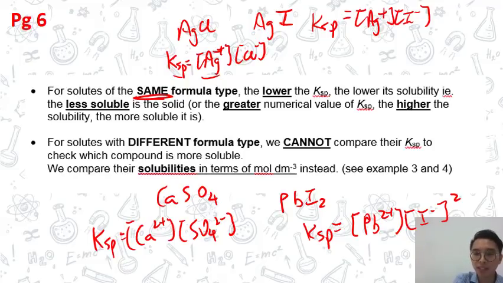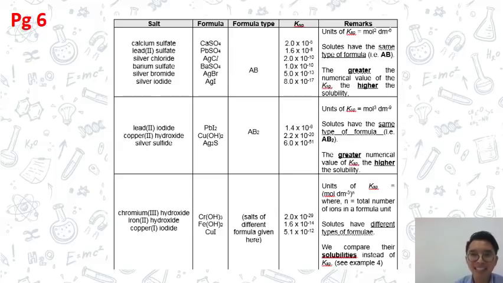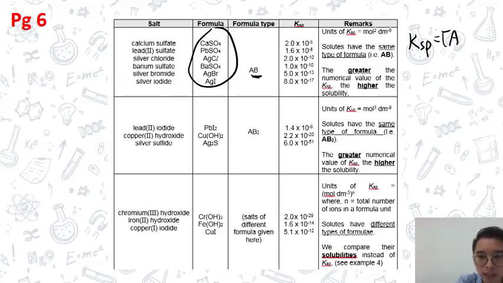What do I mean by same formula type? CaSO4 and AgCl, you can also compare directly using KSP because the formula type is the same. You can look back on page 6 as well. All of this here is considered the AB type, because the KSP would have this type of formula: A x plus and B y minus, something like that. These are all the AB type.